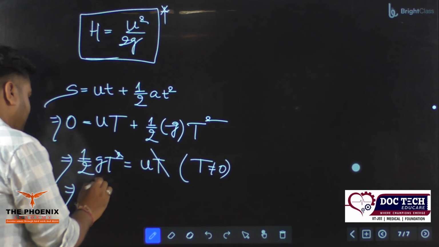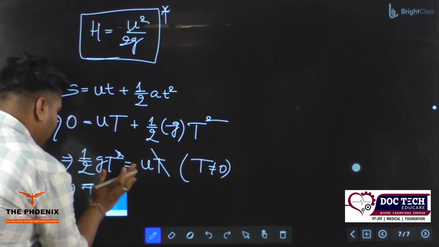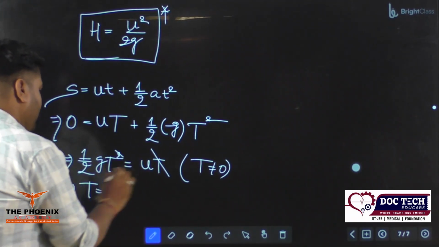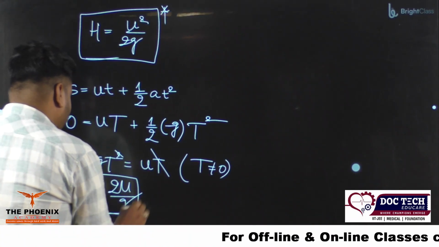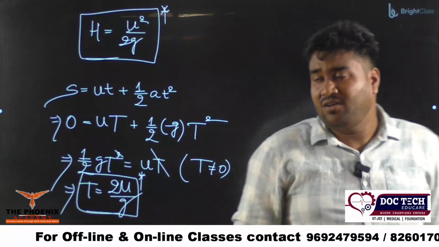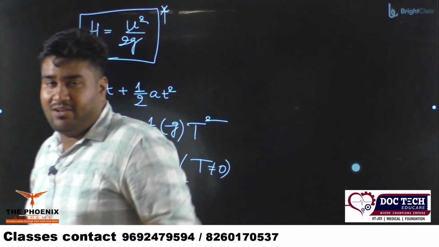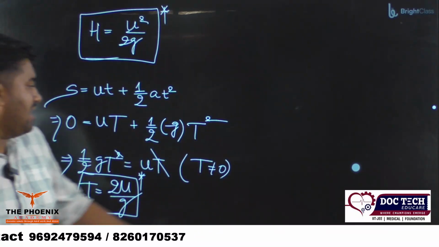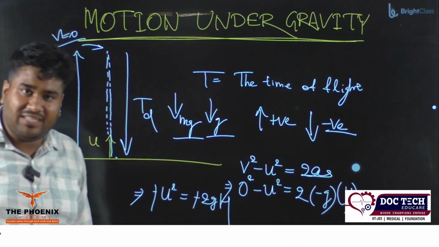So we got the expression for t: t equal to 2 times u by g. This is the expression for the total time of flight, t equal to 2u by g. Clear? Okay. Now let's derive the expression for time of ascent and time of descent.